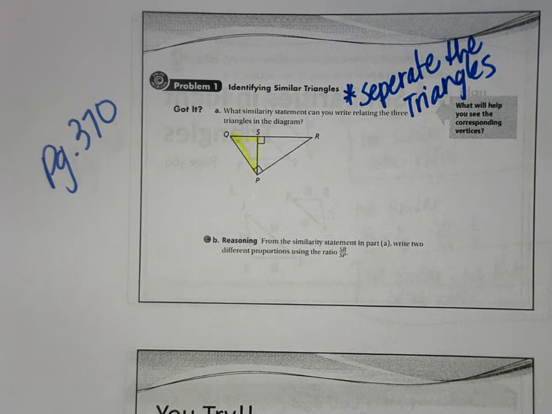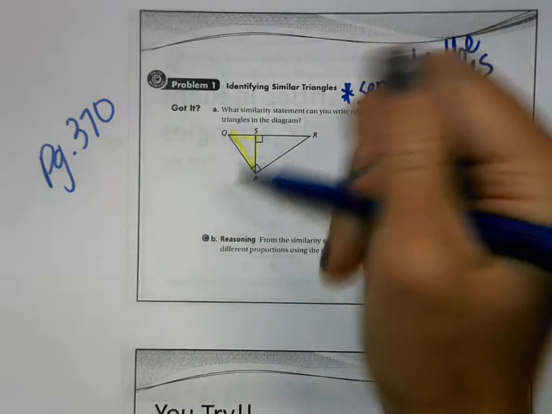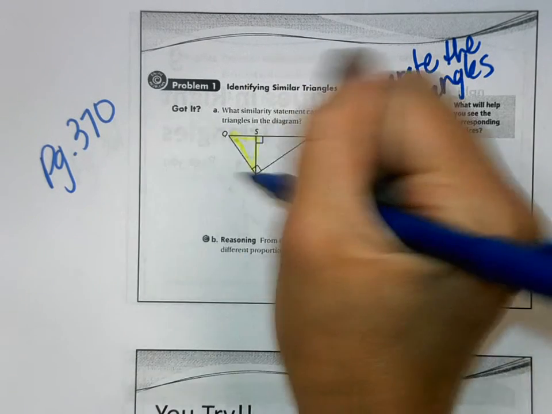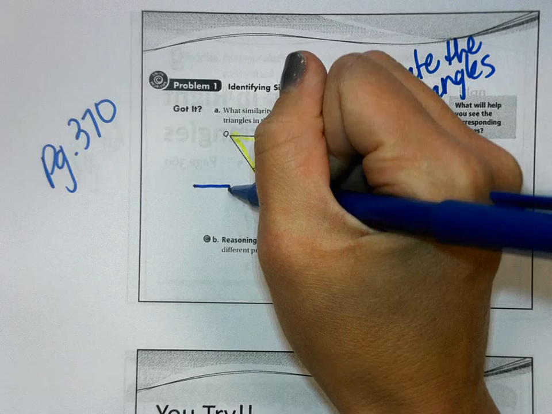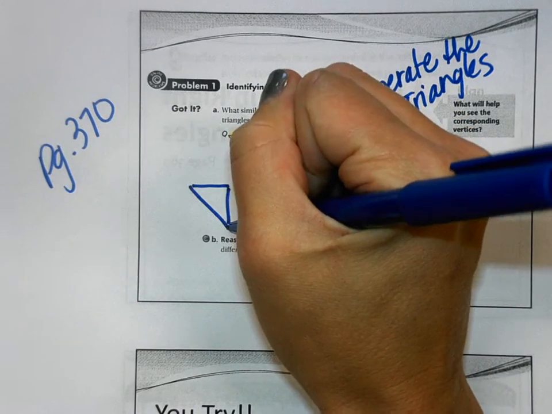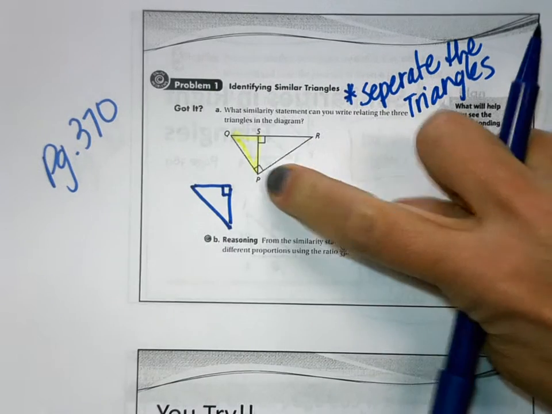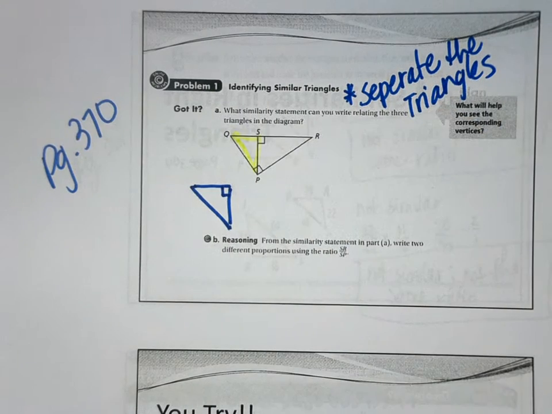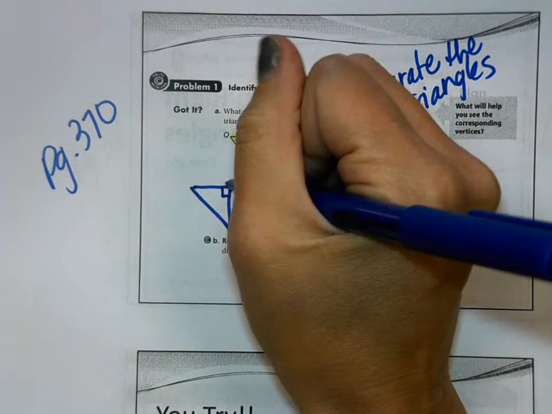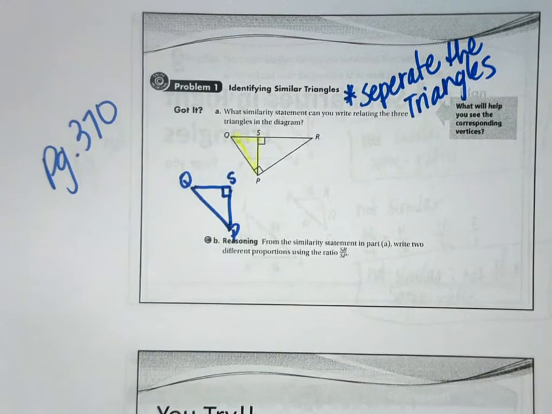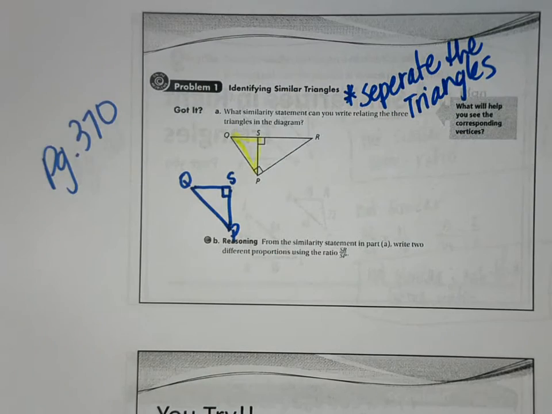Okay, so let's draw that triangle here first. Okay, so, and we want them to all end up going the same direction in order to compare them. So if I'm taking this triangle out, this is my 90 degree. Okay, this highlighted one. What letters are there? Okay, so I have an S here, a Q here, and a P here. Okay.